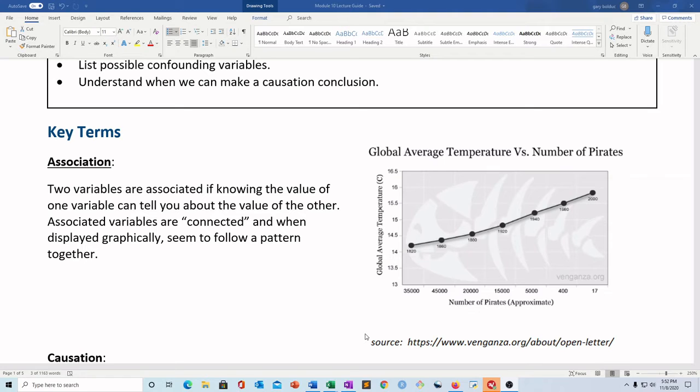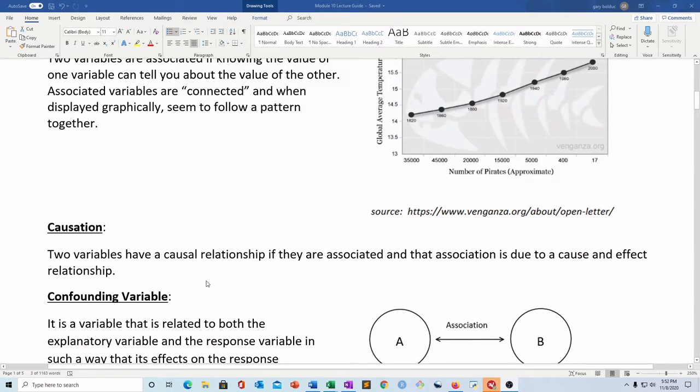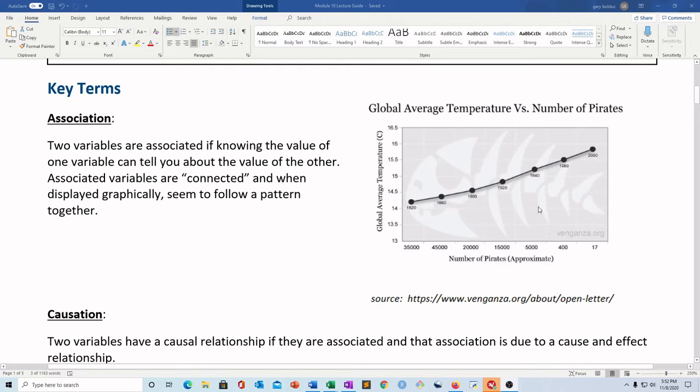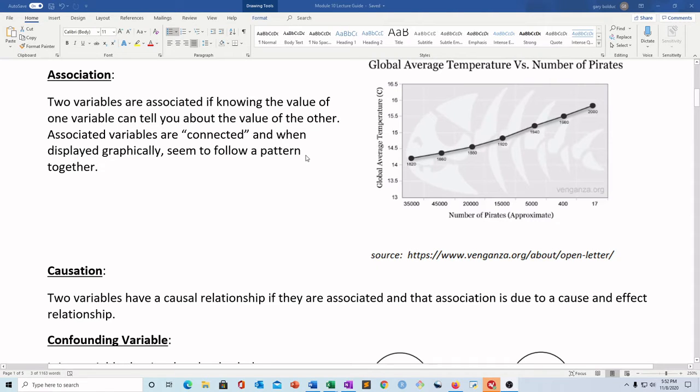So the next thing you think about is, okay, two things are connected, so does that mean one's causing the other? And that's the next word, causation. Two variables have a causal relationship if they are associated, so there's got to be a pattern between them, just like this, a connection, and the connection you see between the two is caused by one of the variables. So with this connection here, you can say, okay, the number of pirates is causing the temperature to change. If you can say that, you've got causation. If you can't say that, you say, okay, well, I know the variables are connected, I just don't know how.